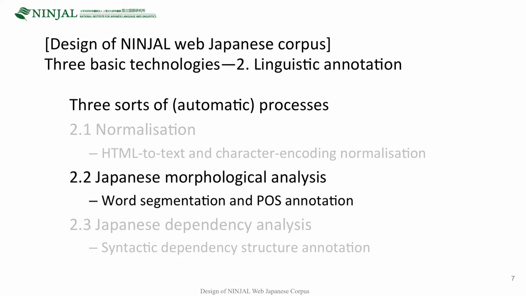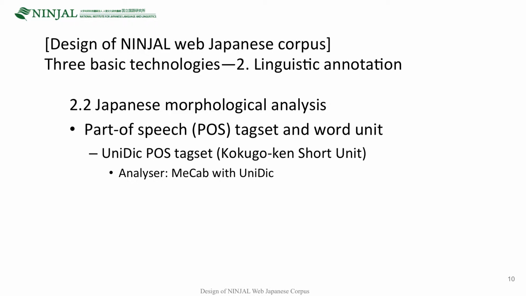The second issue is word segmentation. Japanese text does not have overt word boundaries. Thus, we use Japanese morphological analyzers to obtain word boundaries and parts of speech. In Japan, there are several standards of word boundaries and parts of speech tag sets. The preferred word boundaries and parts of speech tag sets may vary by corpus user. We use the morphological analyzer MeCab and lexicon UniDic to create the various word boundaries and parts of speech annotations. The analyzer with the lexicon produces kokugo-ken short unit words with the UniDic part of speech tag set.